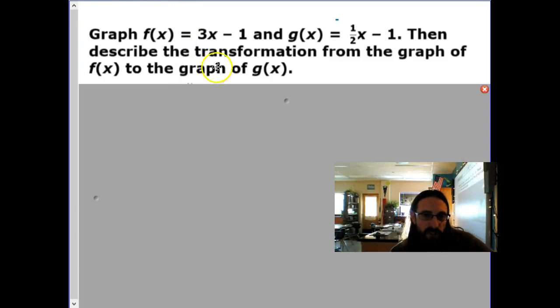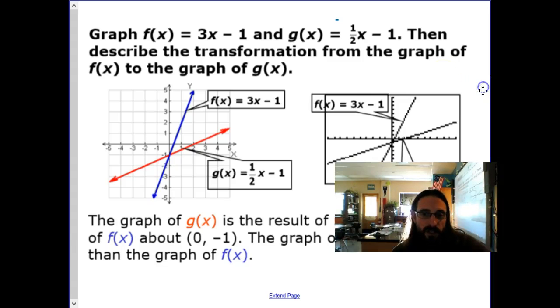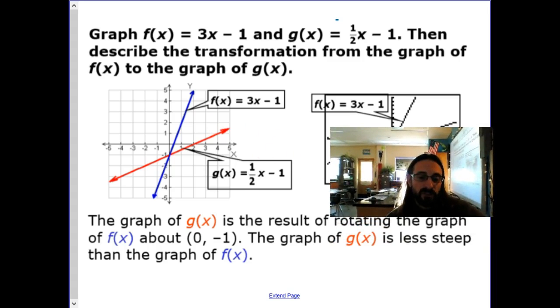So the next question, of course, is, all right, I've got f of x equals 3x minus 1. I've got g of x, which is 1/2 x minus 1. So you want me to graph those? Okay, I can do that, and then describe the transformation. Well, here's f of x, here's g of x. I've rotated it about the y-intercept right here at -1. So I've rotated it, and it has become less steep. So that's the general idea.